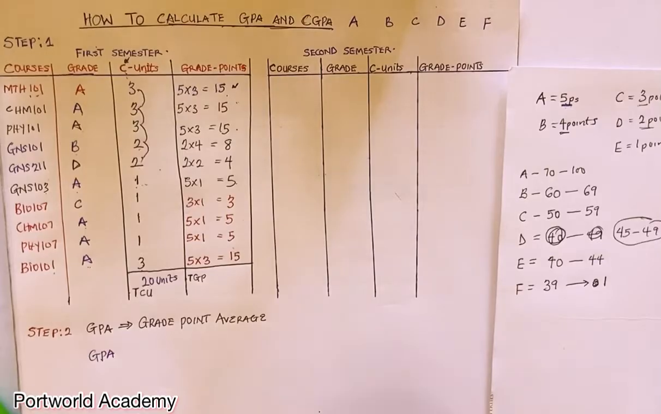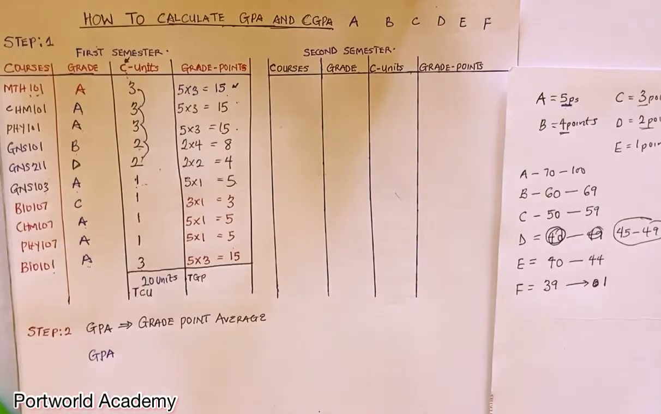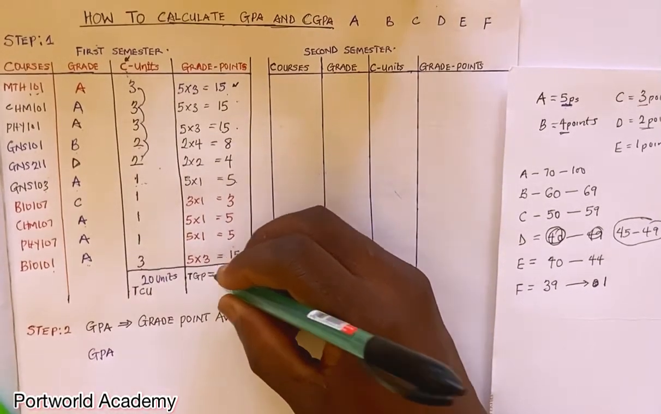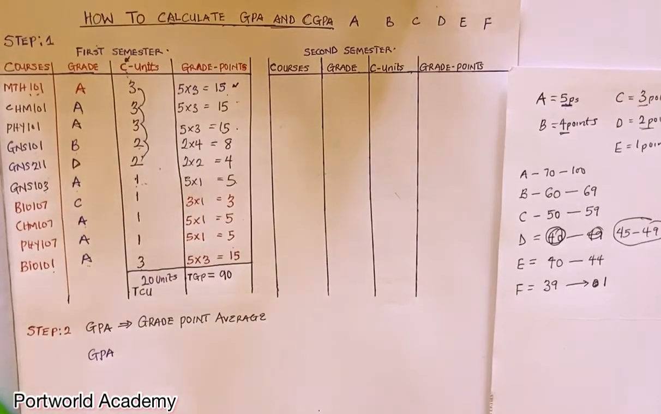Now look here, the first one is 15, right? 15 plus again you have 15, plus you have 15 again as well, right? So then plus what again do you have? You have 8, right? Then plus again you have 4, then plus 5, plus 3, plus 5 again, plus 5 again, plus that's 15, right? So what's that? You have everything here to be 90, right? That's very good.